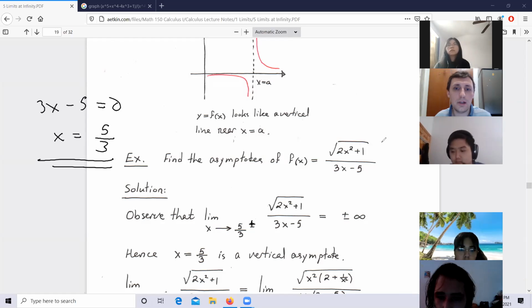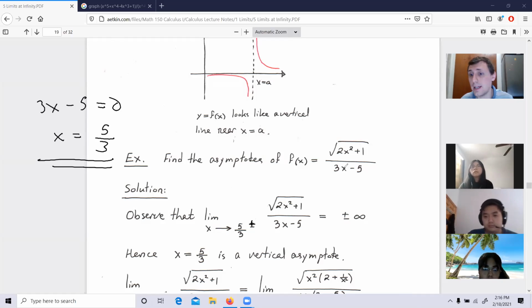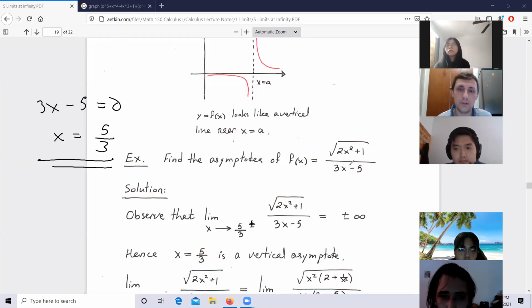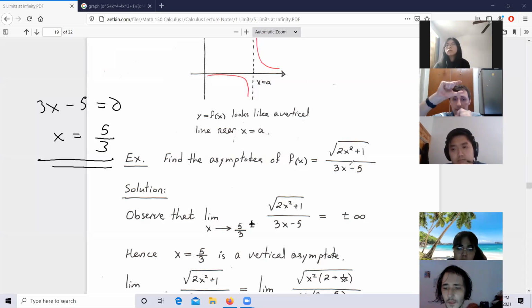Think about it, Francis. Plug in a number slightly less than 5/3, you get a negative number. If you plug in a number slightly more than 5/3, you get a positive number. But in both cases, the denominator is very close to 0. In the numerator, I don't even bother investigating what that number is. I can, but I don't really care. It's just a positive number. A positive number divided by something close to 0 will be either plus infinity or minus infinity. Are you with me? All right.